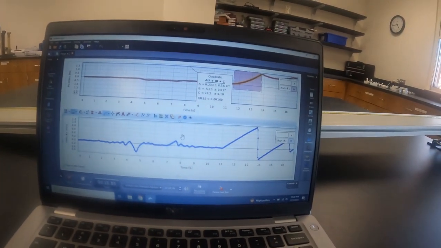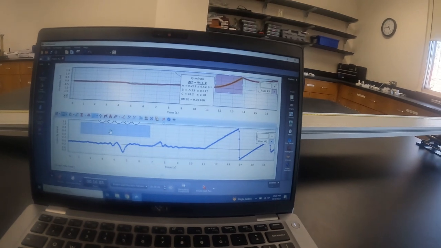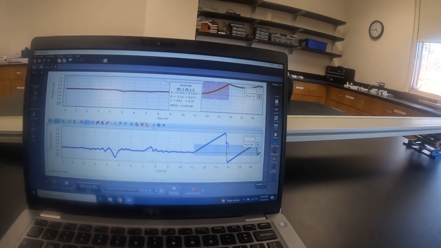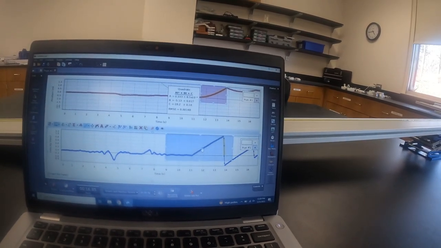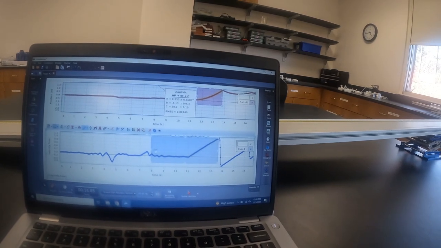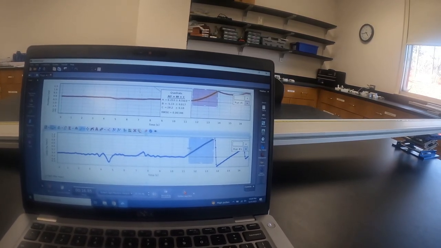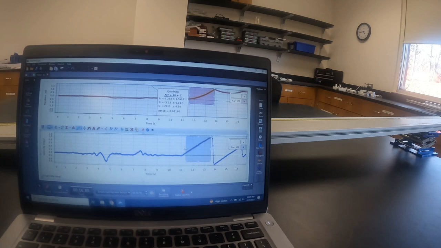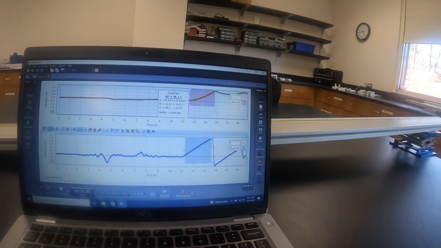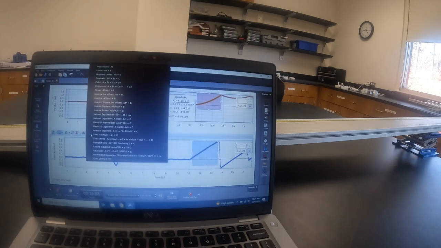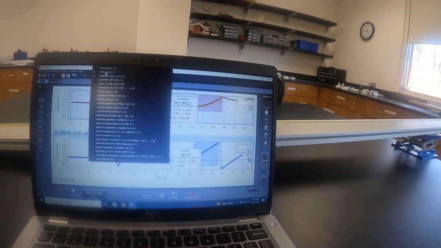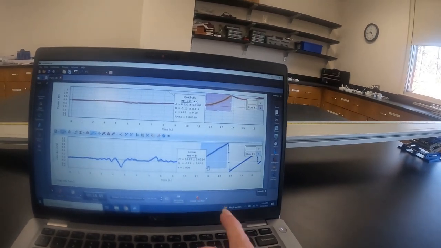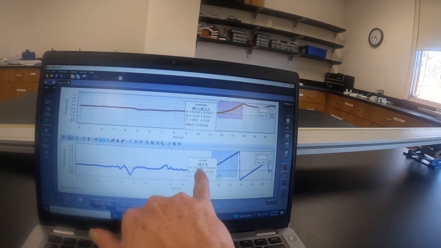When we highlight the same time frame on velocity, we should be able to see, again, same time frames, fit a linear fit because this is clearly a line. Here we get an acceleration of 0.472.